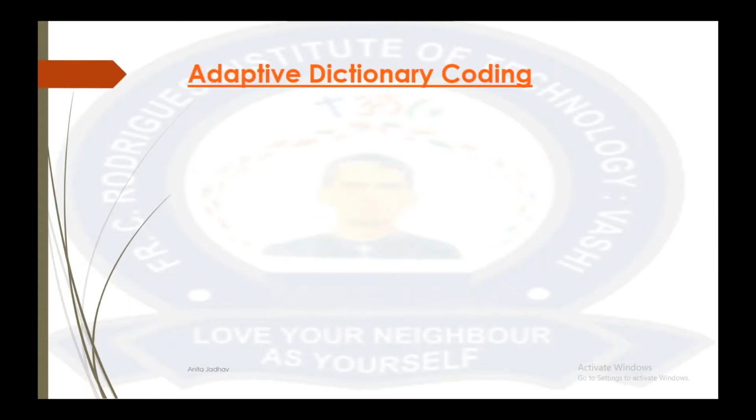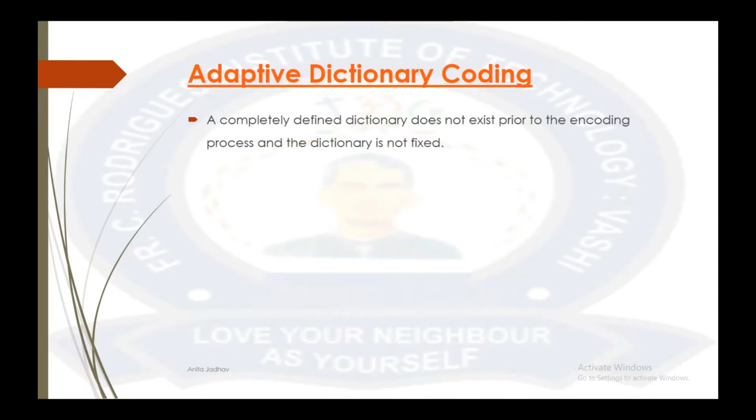So we will move to the adaptive dictionary coding techniques. As the name suggests, it is adaptive. It will adapt to the coming data. It will adapt to the coming input. A completely defined dictionary does not exist prior to the encoding process, and the dictionary is not fixed. So before you start encoding, the dictionary will not be fixed.